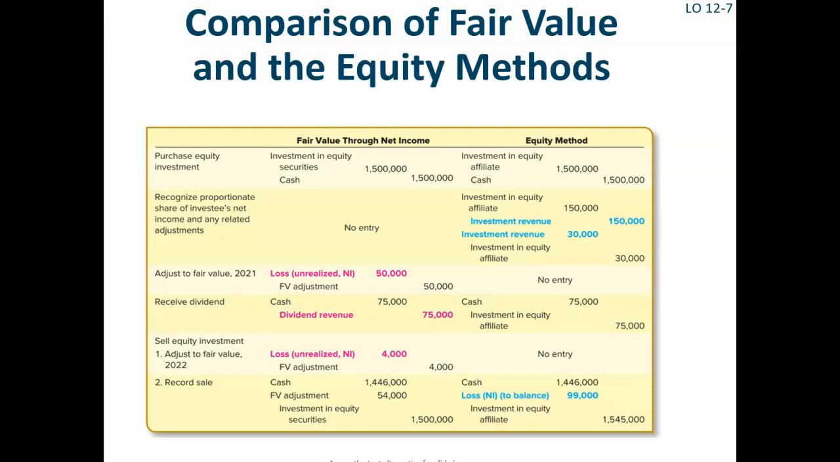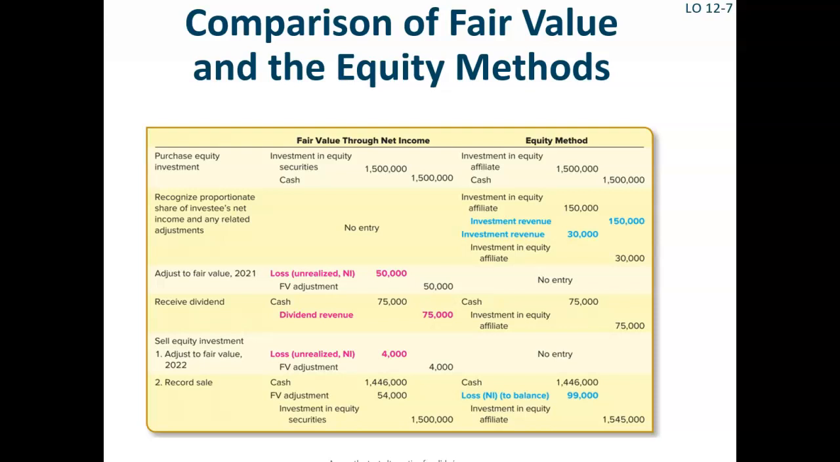Illustration 12-17 in your textbook provides a side-by-side comparison of the fair value and equity methods and highlights several aspects of these accounting approaches. To record the purchase of an investment, we use the same basic entry for both approaches. The two approaches differ in whether we record investment income when dividends are received and whether we recognize unrealized holding gains and losses associated with changes in the fair value of the investment.